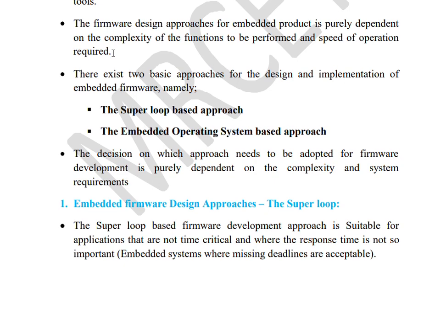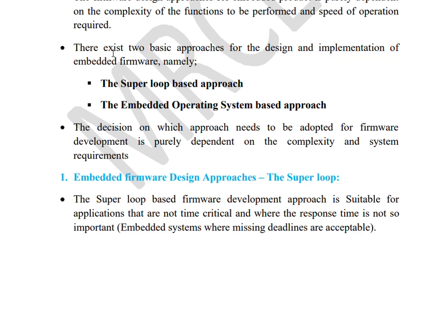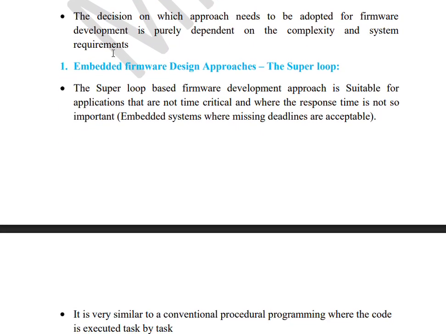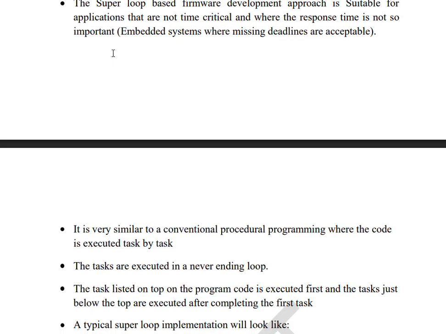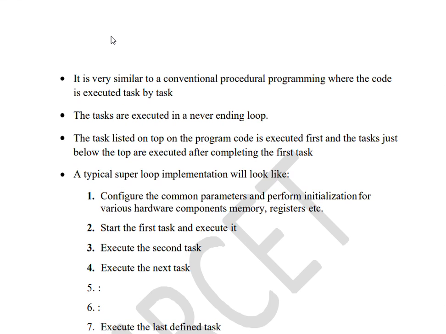In super loop based firmware development, the approach is suitable for applications that are not time critical, which means the response can have a delay and the response time is not that important. These are embedded systems where missing deadlines is acceptable. It is very similar to conventional procedural programming where the code is executed task by task. The tasks are executed in a never-ending loop, and the task listed on top of the program code is executed first and the tasks below are executed after completing the first task.